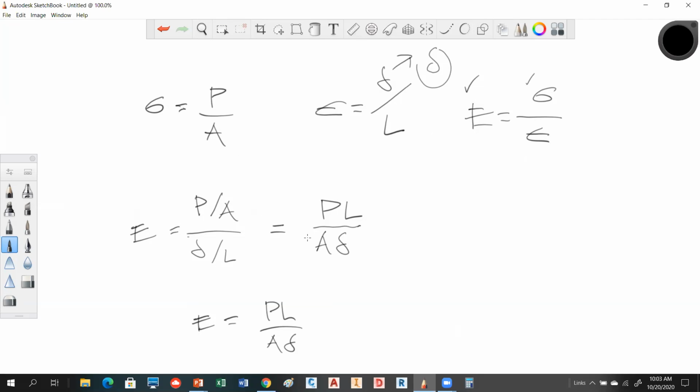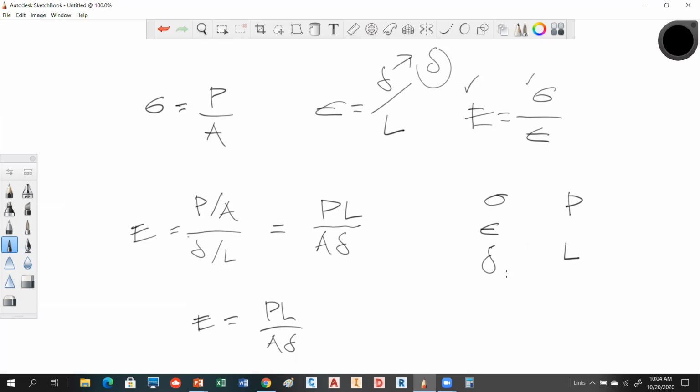And that symbol that looks like a 6, did you say that was stress? Sigma, yeah, that's sigma. It really looks more like that. I'm just drawing it badly, sorry. If I put it like this, it's not a 6. So that's sigma. I believe that's a lowercase epsilon, and then that's a lowercase delta. Those are the symbols typically used. P is force, and L is usually length, original length.